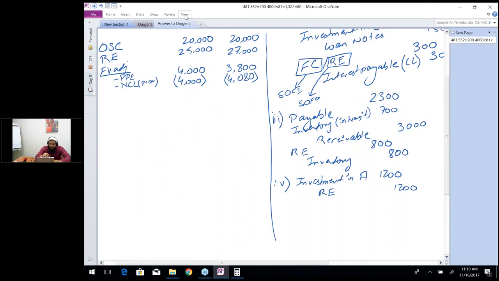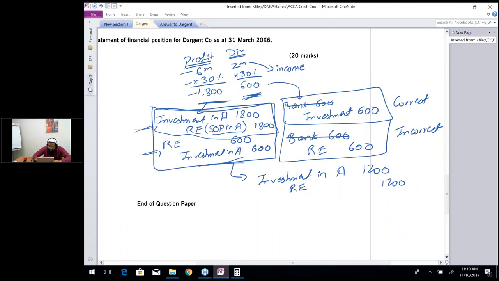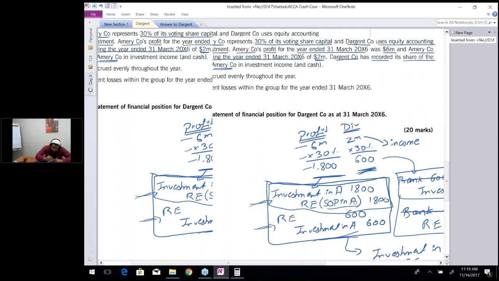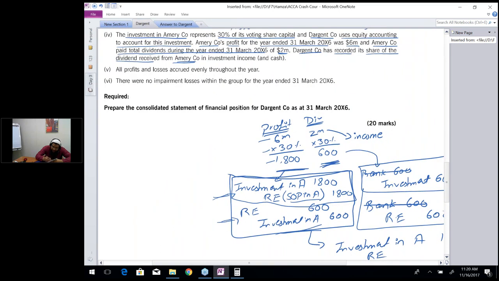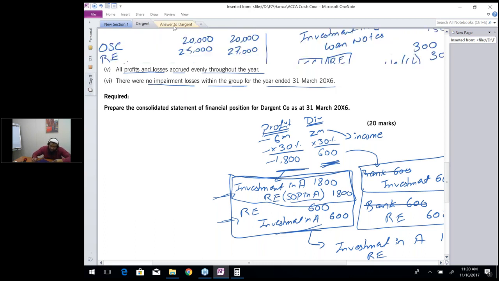Okay, now we have done all of the adjustments apart from the last two. So let me read the remaining two adjustments. The question says that all profits and losses accrued evenly throughout the year. So this will always be there in the question. There were no impairment losses within the group for the year ended 31st March 2026. Good enough. So now all of the adjustments are done.